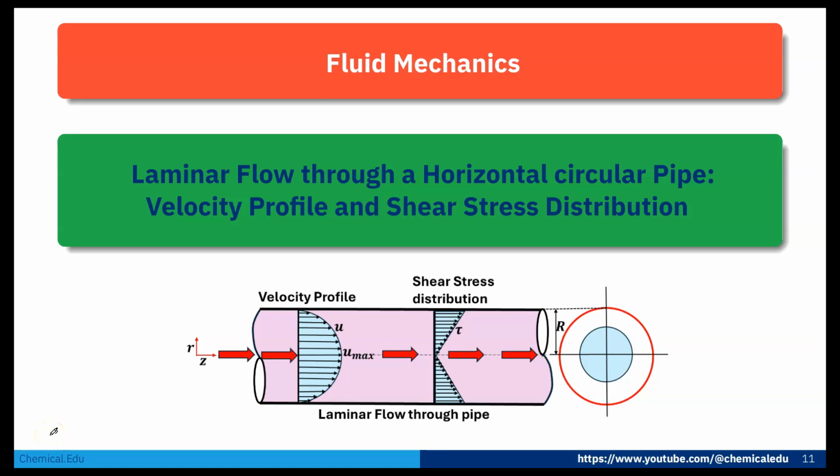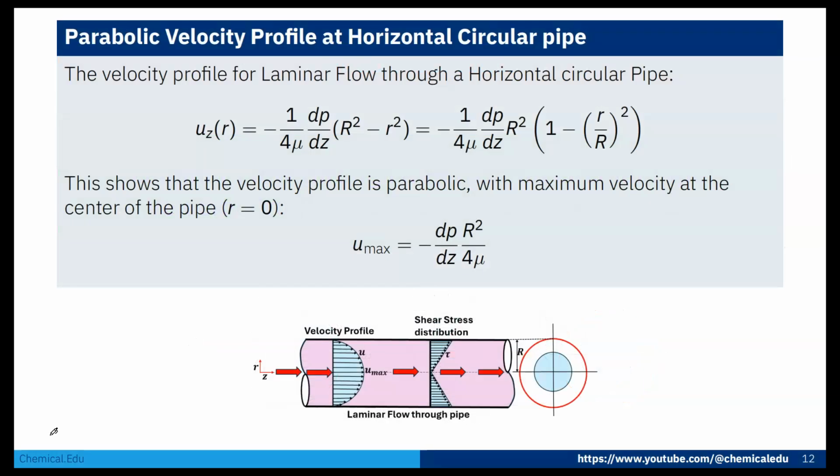Today I'll talk about velocity profile and shear stress distribution in a horizontal circular pipe for laminar fluid flow. Last video I already found the velocity profile. Now here the velocity profile for laminar flow through a horizontal circular pipe, uz of r, because here uz is a function of r, is equal to minus 1 by 4 mu dp by dz (R square minus small r square).